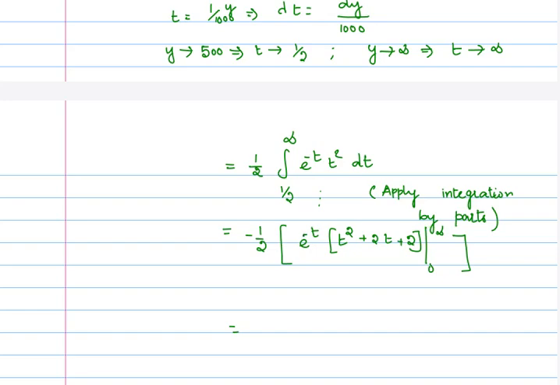But we know that the exponential approaches 0 faster than t square approaches infinity. Otherwise you can apply L'Hospital's rule. You will get the answer; this is the only dominating term, so minus 1 over 2. So the upper limit gives 0. For the lower limit, you will get exponential of minus 1 by 2. Sorry, here not 0, 1 by 2.